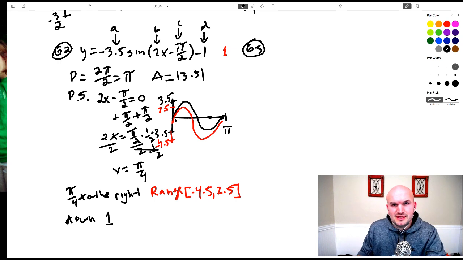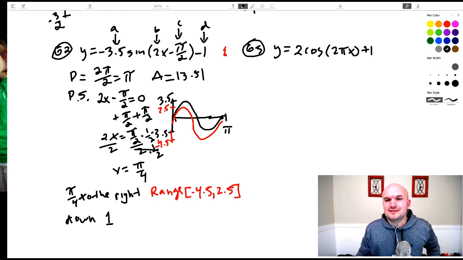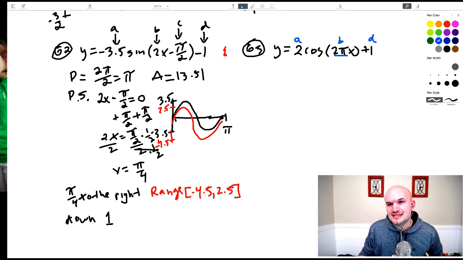So 65, the last one I have here, is y equals 2 cosine of 2 pi x plus 1. I love this problem because this is where people ask, I thought we were talking about radians, where are we getting integers back again? When we first get into radians, everybody just wants to see integers in degrees. So again, we're just looking for what is being multiplied by our x. That is our b, which is 2 pi. Our a here is 2. And then our d is 1.